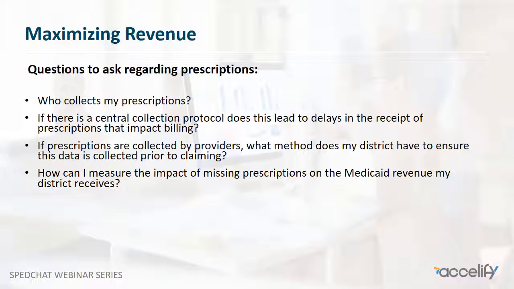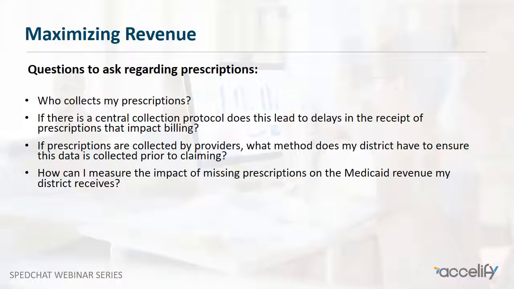And again, in our system, you can monitor which services are being provided to any student and where prescriptions are not available for their services. So you can track which students are missing prescriptions. But if you don't have a system that houses this, you are going to want to devise a system to do that for yourself.